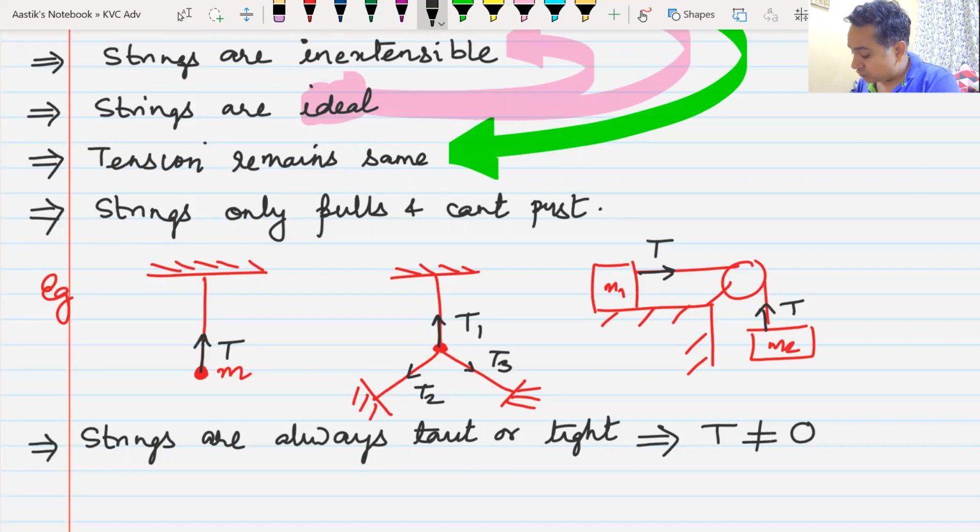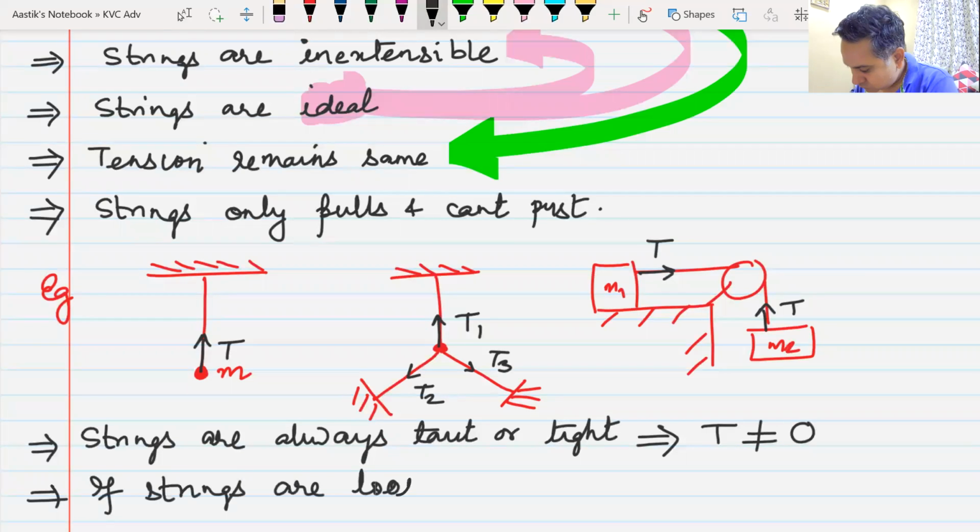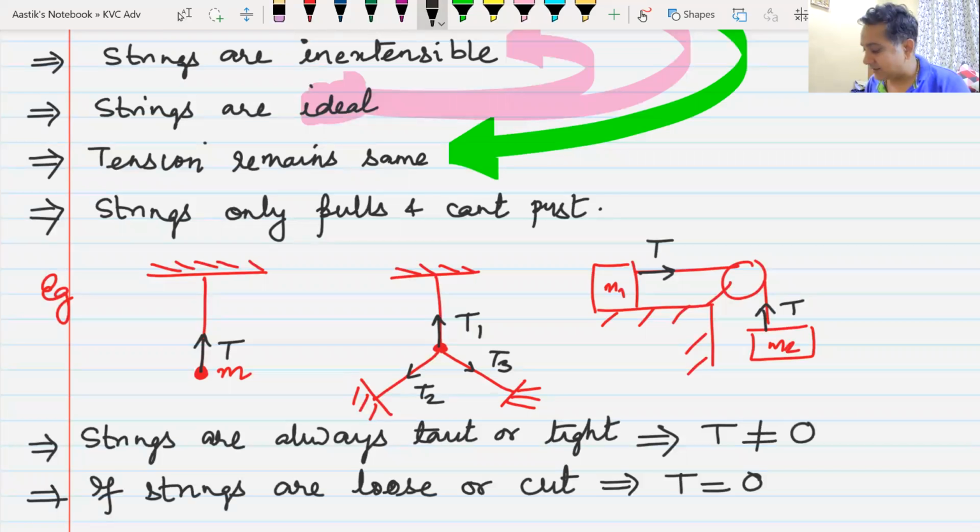If strings are loose, or strings are cut, then the tension in the string becomes zero. So unless otherwise stated, strings will not become loose, they will not extend, they can only pull. Tension in the string always remains constant. Do we understand this? Yes, sir. Unless and until obviously the string has a mass.